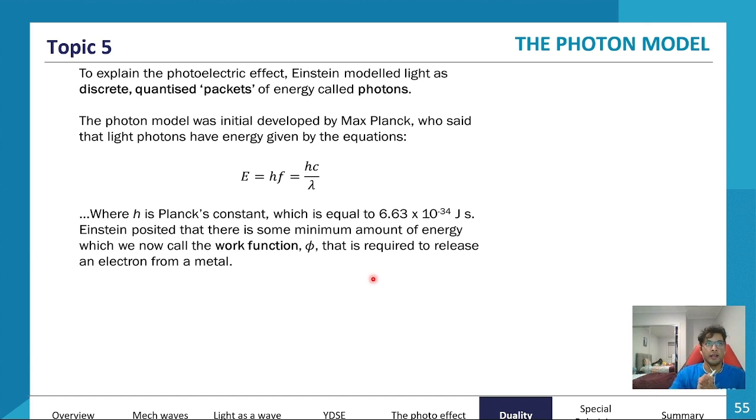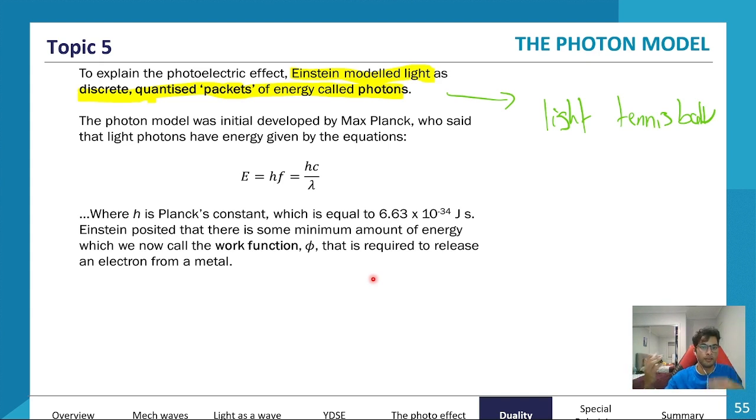To explain this, Einstein came to the rescue, and what he said was that light can be modeled as discrete quantized packets of energy called photons. In other words, just imagine light to be tennis balls. You have a bunch of tennis balls hitting the electrons, and the energy of the tennis ball just gets transferred to the electrons.